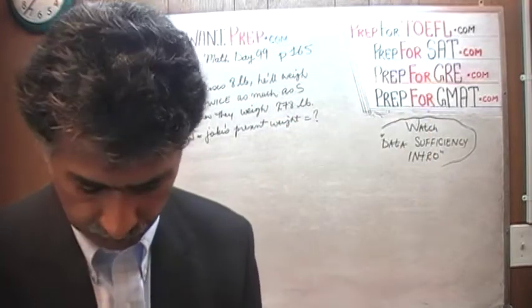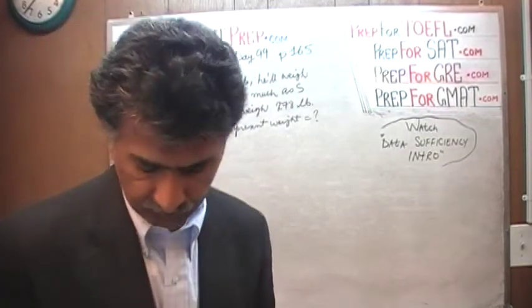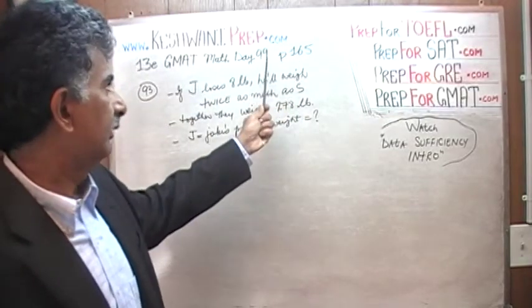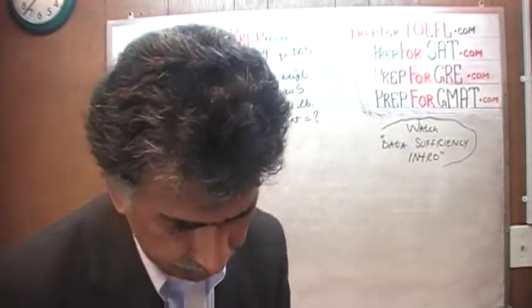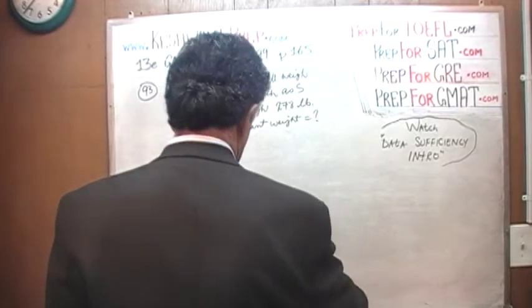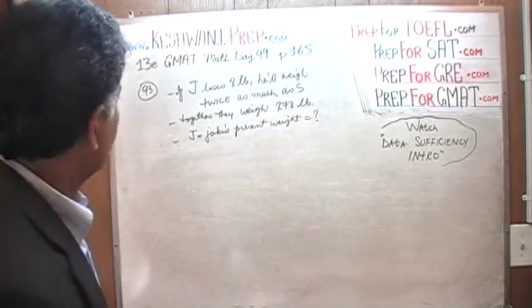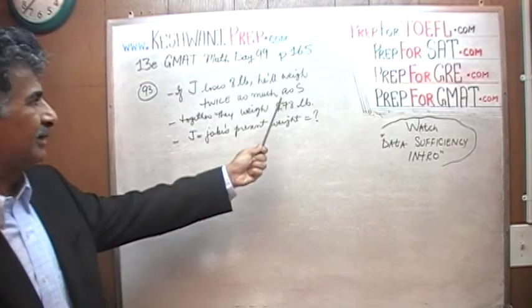The problem that we are about to solve is the one that you will find on page 165, and today is our lesson number 99. Please turn to page 165, problem number 93. It says that if J loses 8 pounds, he will weigh twice as much as S.